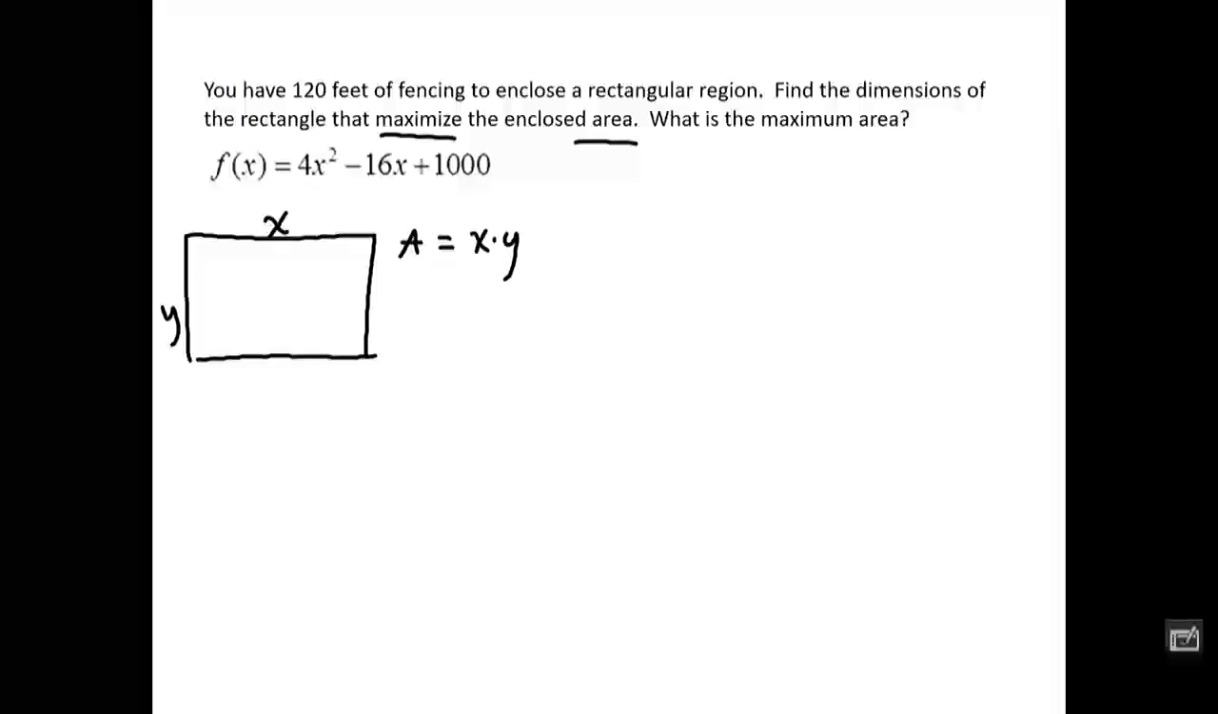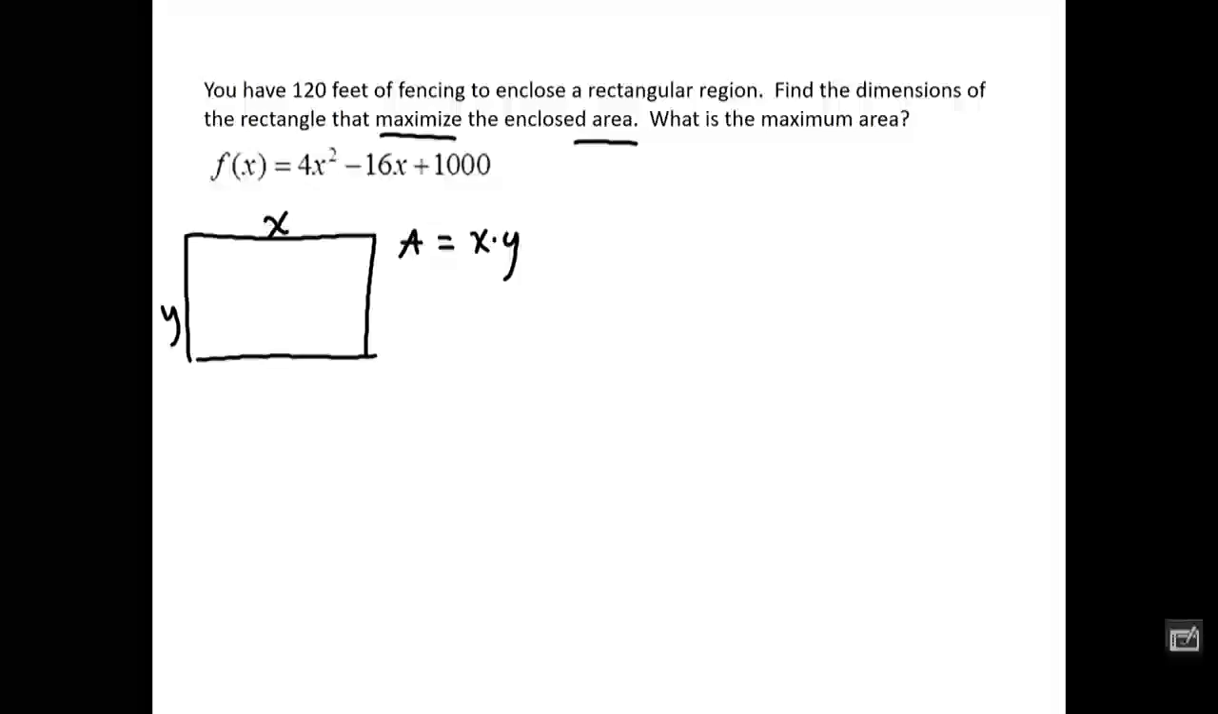So the first thing we need to decide is what must be maximized. Well, we're going to maximize the area. What we do not know are the dimensions of the rectangle. So once we know the dimensions, we want to maximize the area. So in other words, we need to transform this into a function in one variable. So how do we do that?